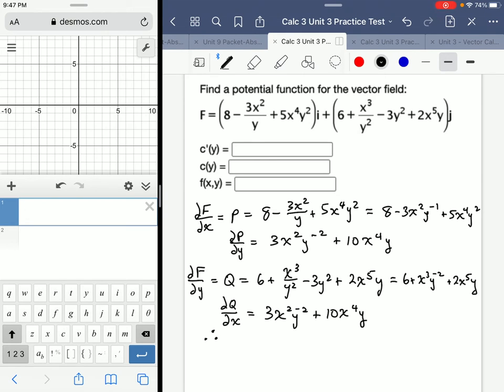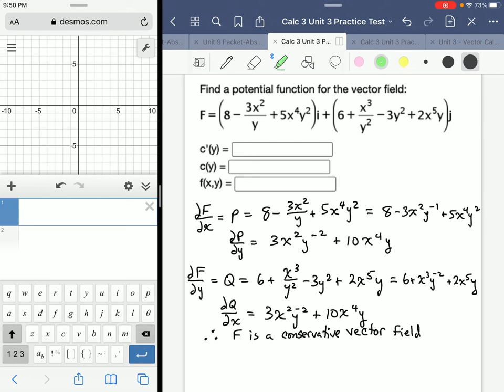So therefore F is a conservative vector field. Now we go through the process of determining a potential.